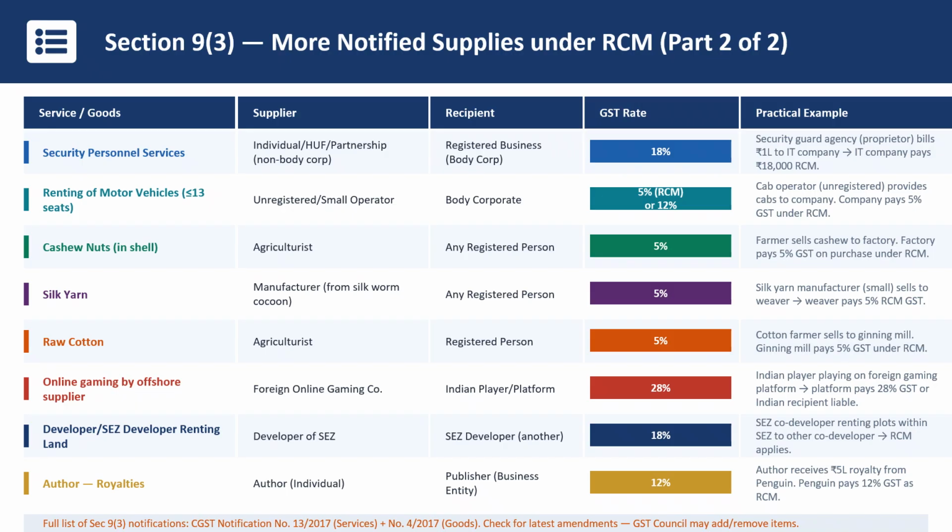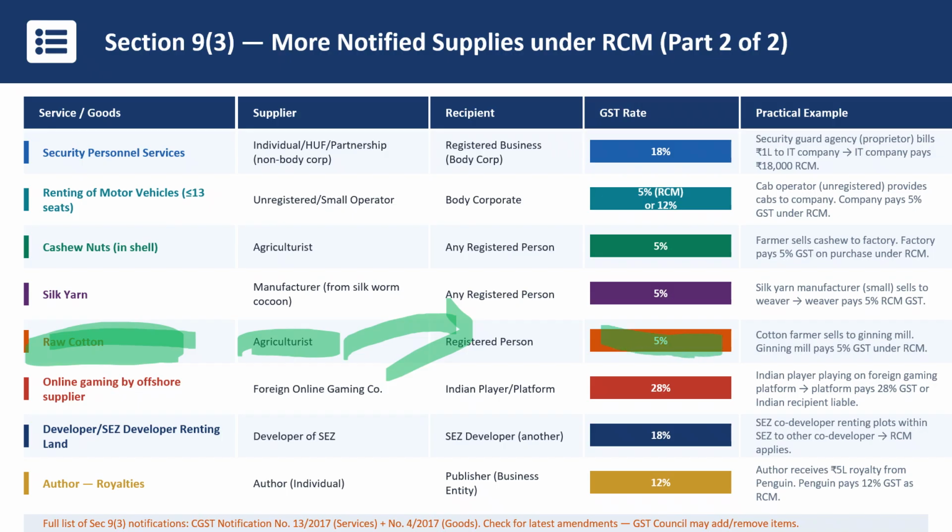And then cashew nuts. An agriculturist or any farmer can provide cashews or nuts to a registered person, and 5% has to be charged under the RCM. And then silk yarn. If silk producers supply it to a registered person, that would also be chargeable under the RCM at a 5% rate. And then raw cotton. If the agriculturist or farmer provides cotton to a registered person, it would be chargeable at 5%.